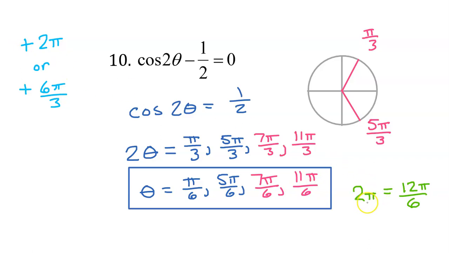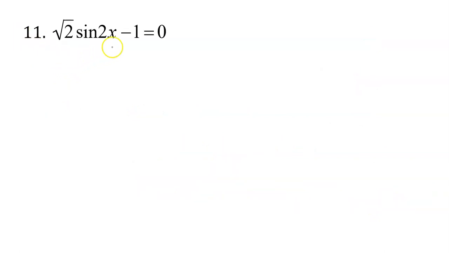Notice that 2 pi is the same as 12 pi over 6. So the second pair of solutions that we found are less than 2 pi. Also notice that 11 pi over 6 is very close to 12 pi over 6. So if we tried to add 2 pi again, we would go over 2 pi. This will be the last one.